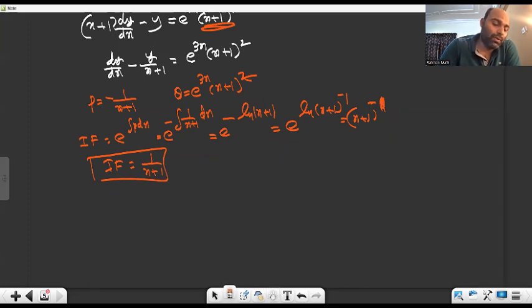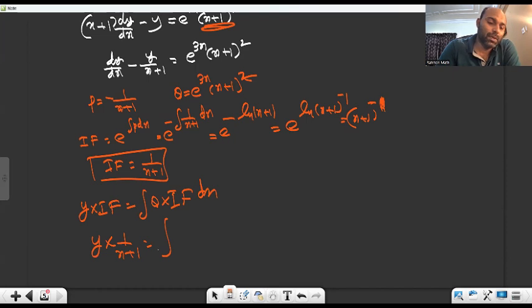y into IF equals integral of Q into IF dx. So y into 1 by x plus 1 equals, what is Q? e raised to 3x, x plus 1 whole square. One more x plus 1 we can cancel.